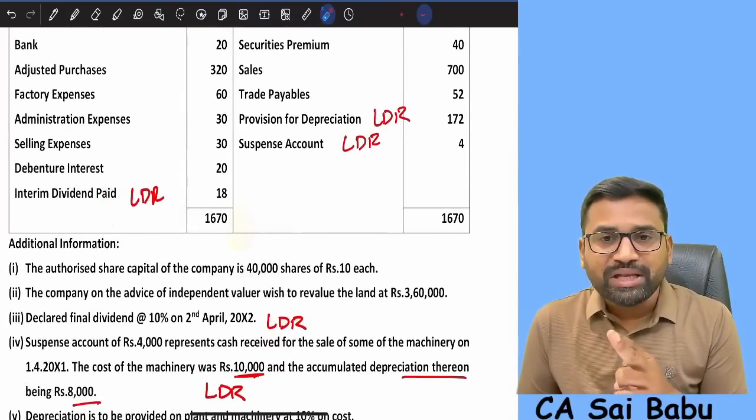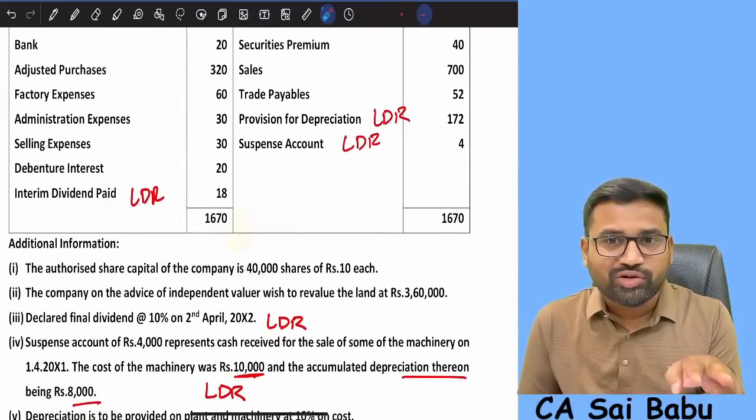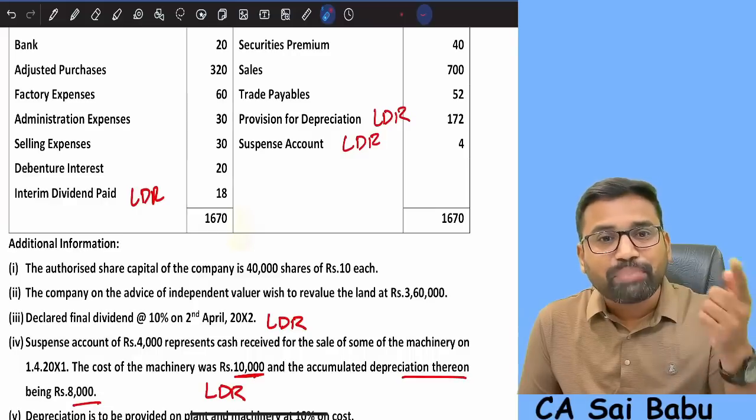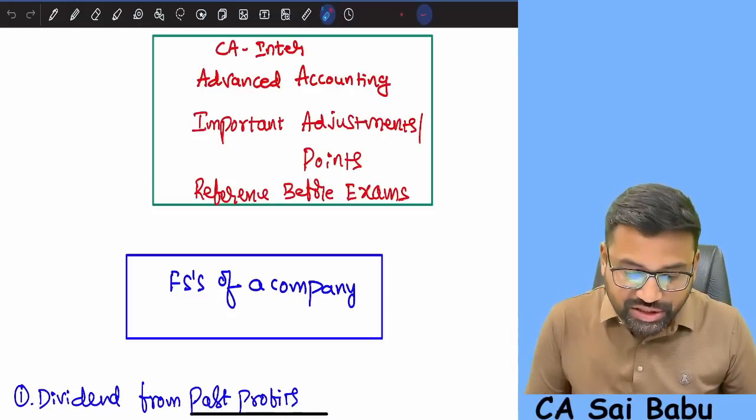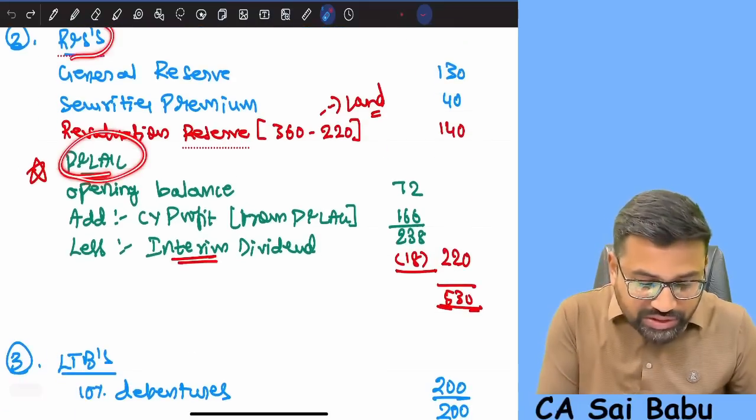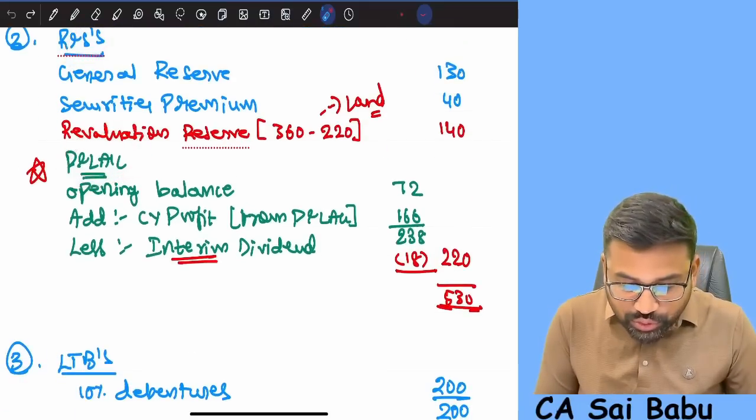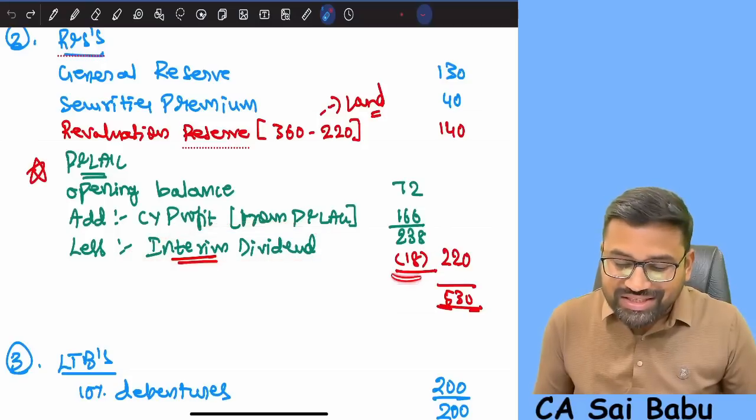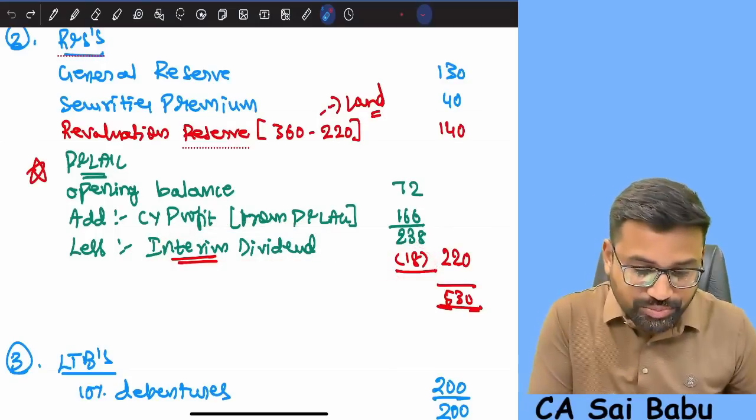Interim dividend paid means it is not a liability. But whenever a company pays any dividend, that has to be adjusted to reserves and surplus. See this. When you are preparing reserves and surplus, in the P&L account, from the profits they have reduced this interim dividend. So understand this point also.